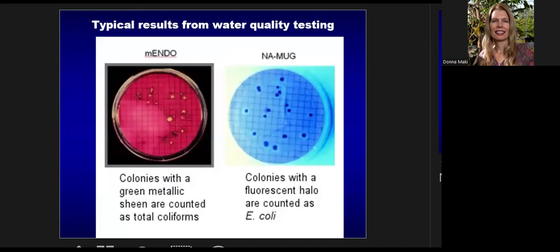So these are different agar recipes they've created over the decades for easily visually seeing presence of E. coli over other microbes. And so it can be a pretty quick test and easy to assess. You don't have to be super well trained to do these tests.